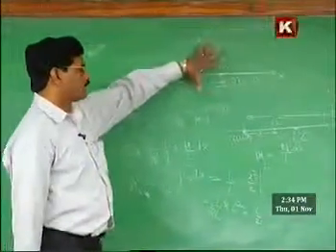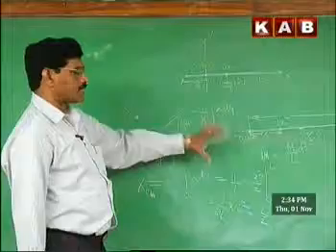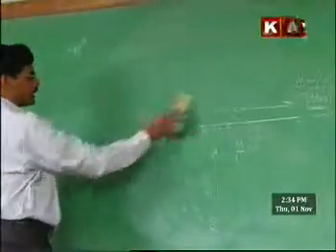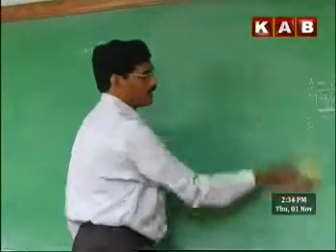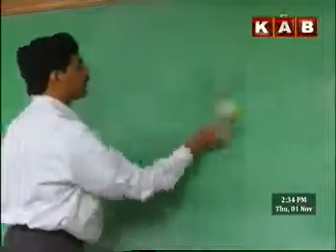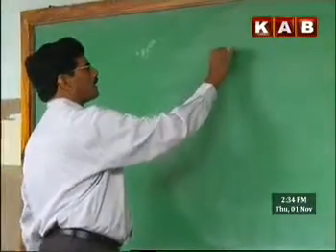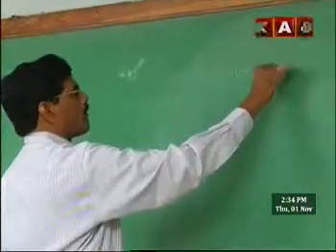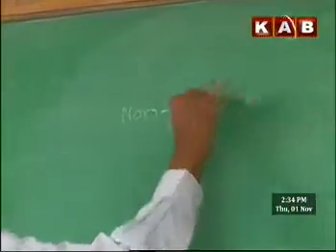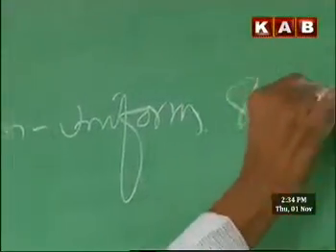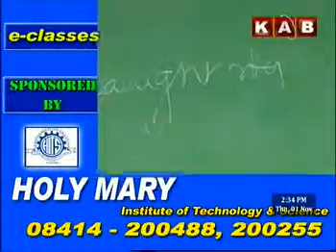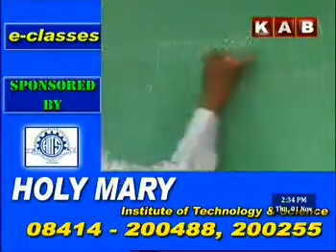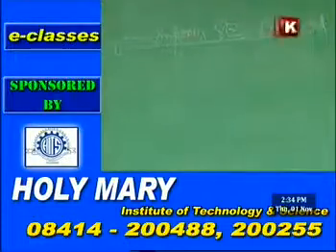This is for a uniform rod, a uniform mass density rod. Then in case a non-uniform straight rod is there, what is the procedure to locate the center of mass of such a system? Next one is the non-uniform straight rod. How do we calculate the center of mass of a non-uniform straight rod?